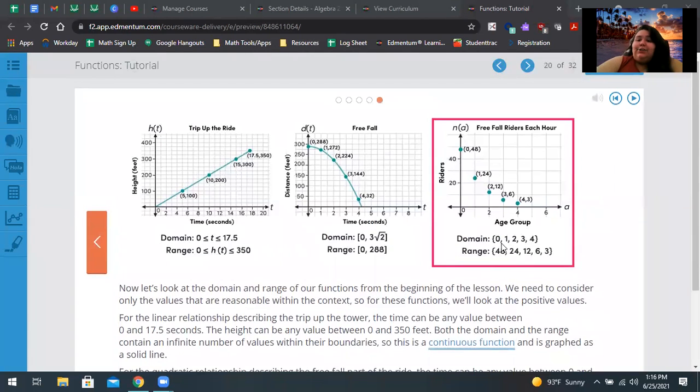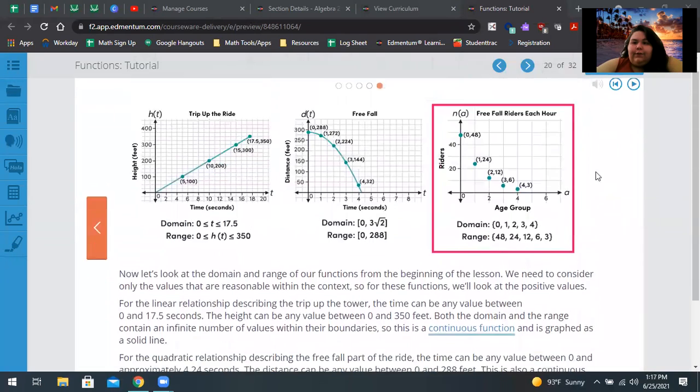So the domain here is actually listed. It would be 0, 1, 2, 3, and 4. And remember, each of those represents the age groups, right? For 0, I think it was 12 to 19, and then it increases per interval of age group. And then the range is again how many writers are specifically there. But we don't write it out the way we saw the domain and range for the last two, because these numbers are not connected. So we just list them out.